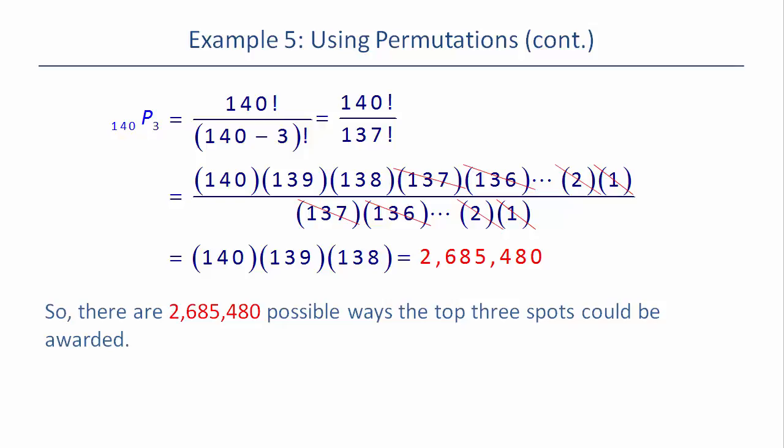Here's the permutation. But we could also do it with the dash technique, because if we're giving out 3 medals, we need 3 dashes, and we have 140 choices, then 139, and then 138. And because order matters, we just multiply those together and don't do anything on the bottom, and we get exactly what's down here. And there's our big number of ways that can happen.